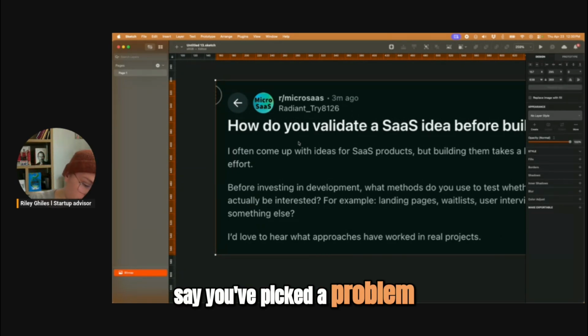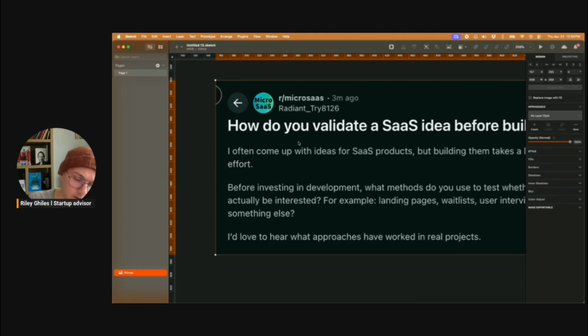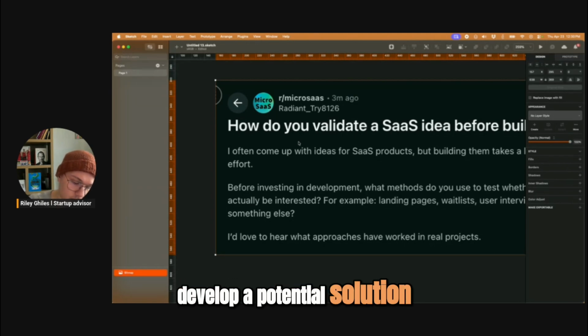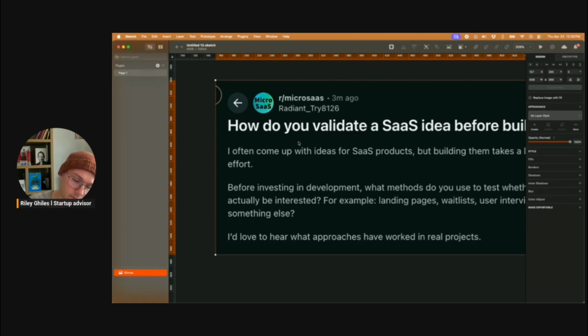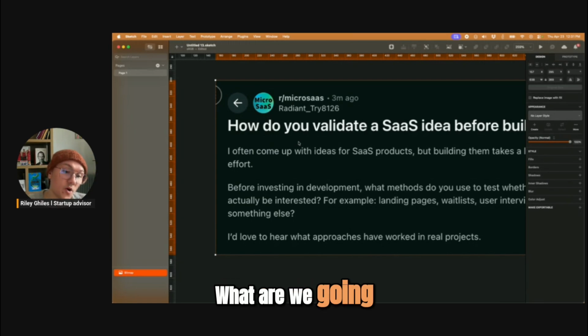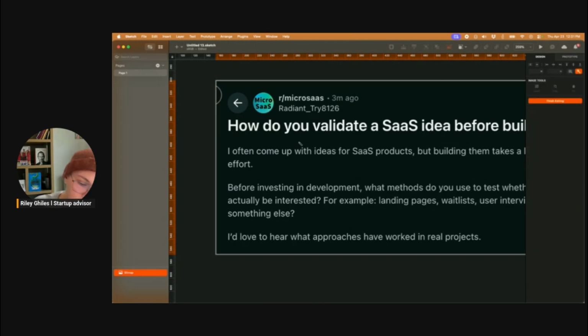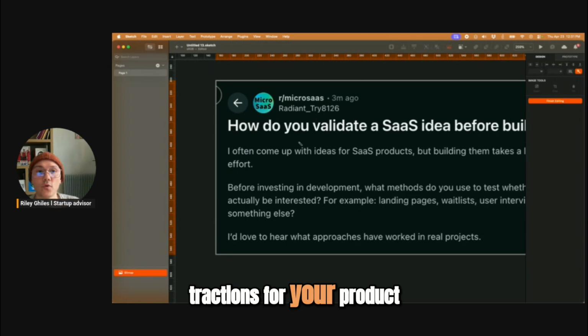And now let's say you've picked a problem. Check. It's a root one. Now we want to develop a potential solution. So create a solution, right? What are we going to do to get that ready? There are a couple of steps, and I have a framework for this, and I call it NECK. You need a strong neck to maximize the chances to validate and get traction for your product.